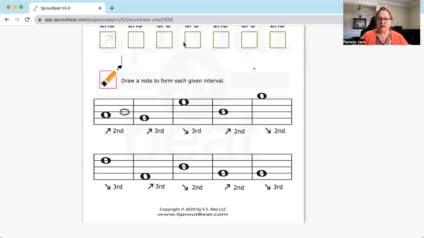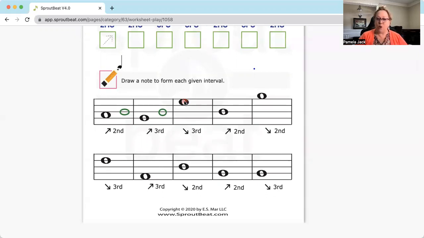Now a third or a skip going up. Let me get my flashlight. Put your pencil here and count. 1, 2, 3. Line to line. And so we know our note would be right there. Is that where you would have drawn yours? I bet you would have. Let's look at the next one.